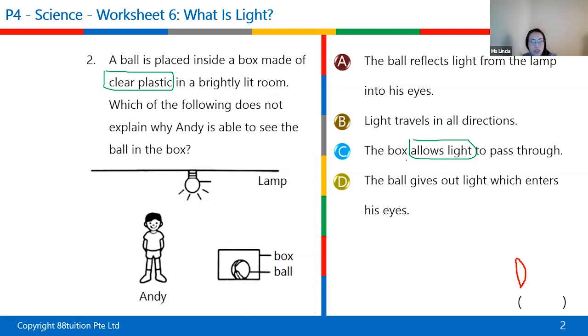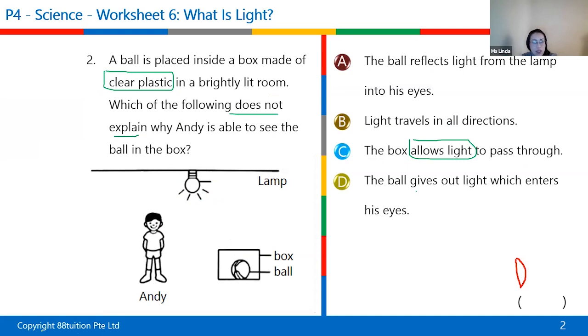So your C is not the one that does not explain. It already explained, okay? Someone wrote B. Also, B is wrong because your light traveling in all directions is already explained.